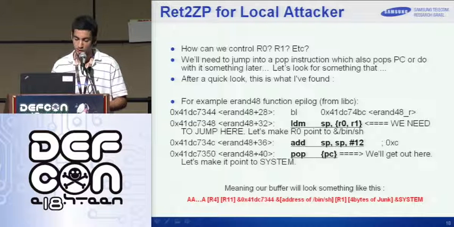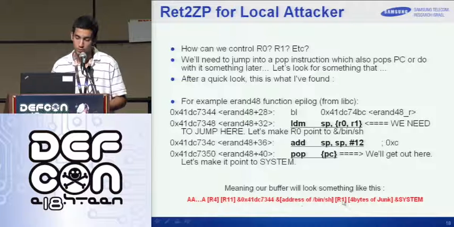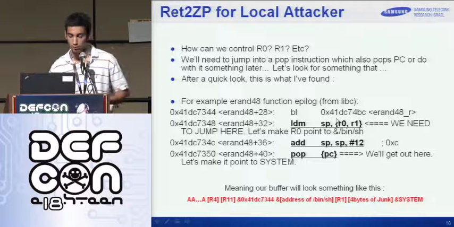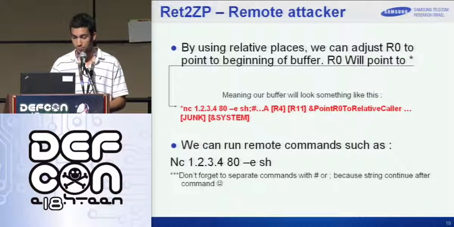And then we'll be jumping, actually there's a mistake here, it's not 44, it's 48. So we'll be jumping here to the LDM instruction, and then we'll pop R0. We'll put inside it the /bin/sh address. R1 doesn't really matter for that one, but it's just 4 bytes. And then we get 4 bytes of junk. It doesn't really matter what you put there. And then we'll call system. So that's the original idea of how you can control the R0 and R1 registers.